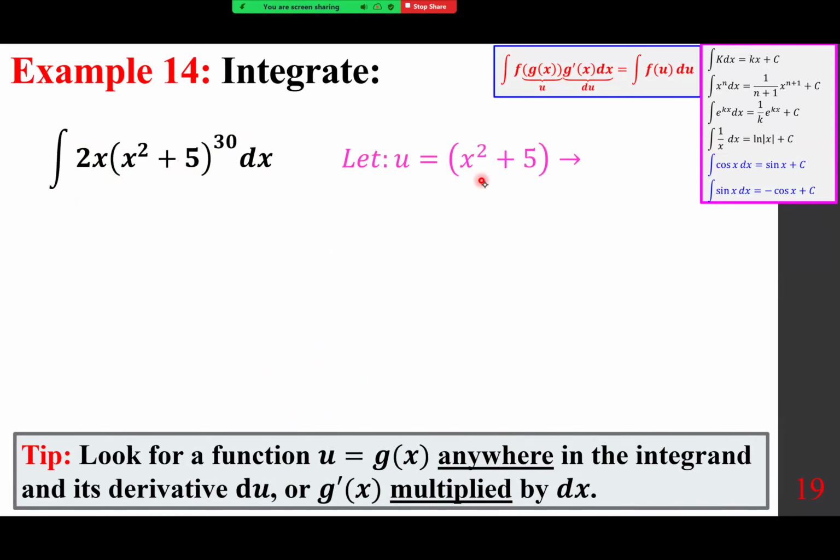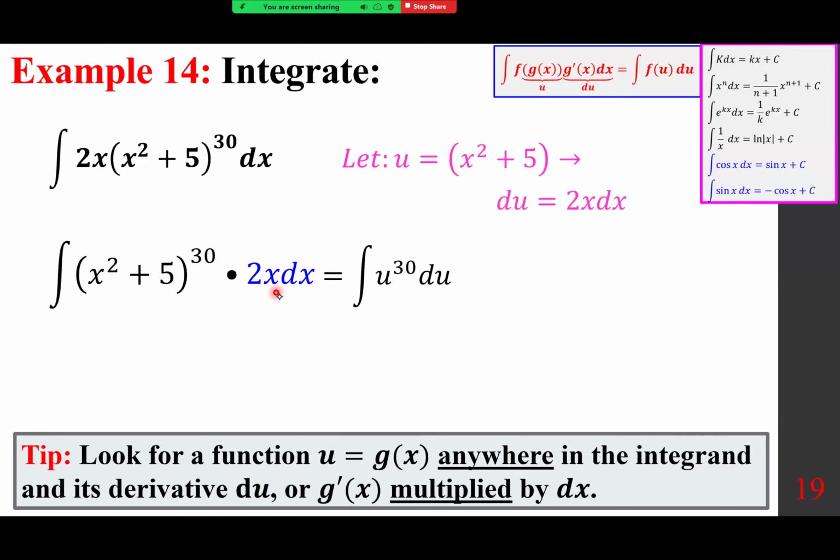You know its derivative is 2x. Therefore, du is 2x dx. Move the 2x next to dx because it becomes clear. You have u to the power of 30 times du. And it uses the simple case of the power rule, 1 over n plus 1. That means 1 over 30 plus 1, or 1 over 31, u to the power of 31 plus a constant. Replace the u and we are done. 1 over 31 (x squared plus 5) to the power of 31 plus a constant. And as always, if you differentiate the result, you get the same thing back without the dx.